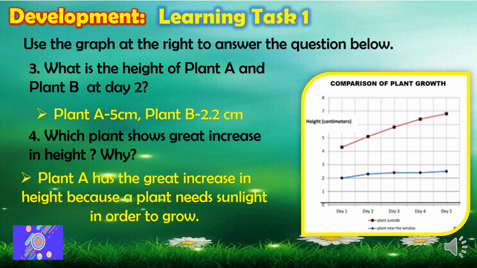Plant A has the great increase in height because a plant needs sunlight in order to grow, because plant A is a plant outside and plant B is the plant near the window.